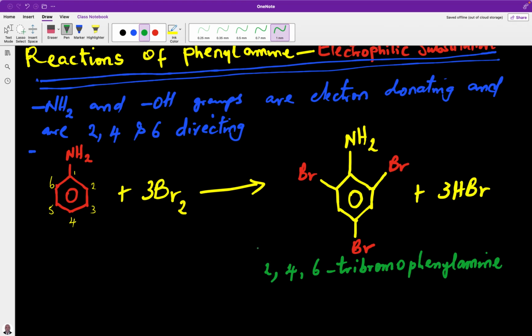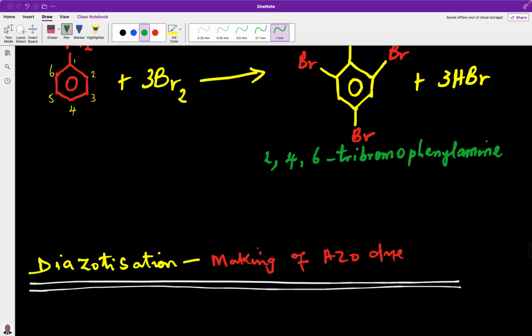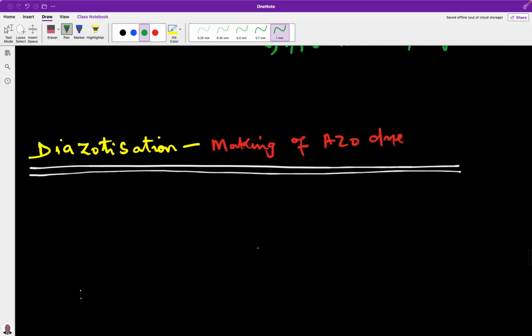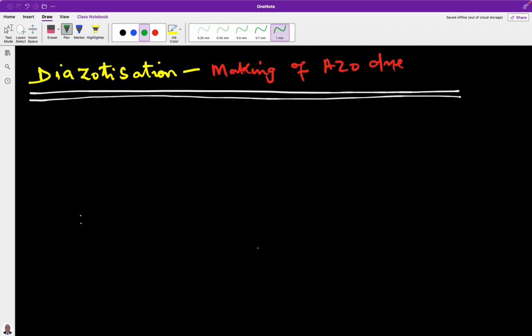Another reaction of phenylamine is the reaction with, we call it diazotization, the making of diazonium salt. Diazotization is the reaction between phenylamine and nitrous acid to give what? A diazonium salt.